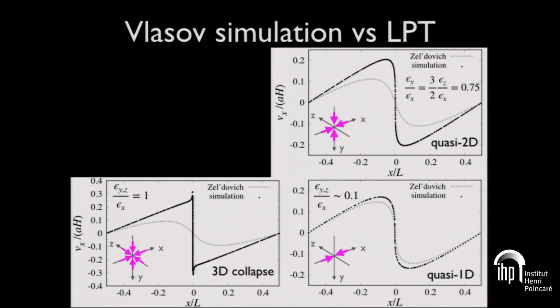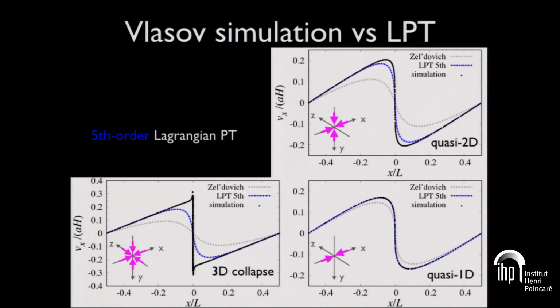So here I add fifth order. Now this case is almost perfect, but for the quasi-2D initial condition, it still has some discrepancy. And also in the 3D collapse, we have a substantial discrepancy.